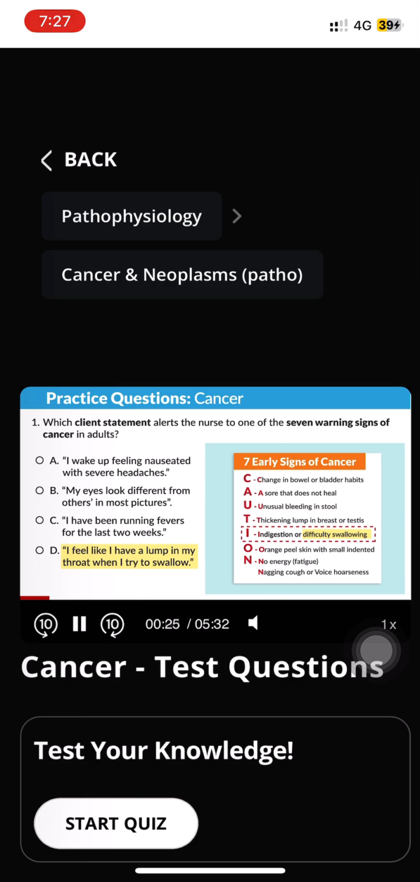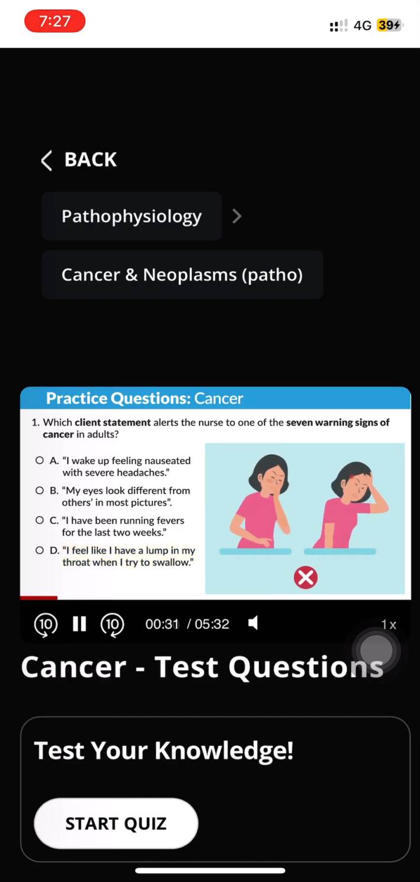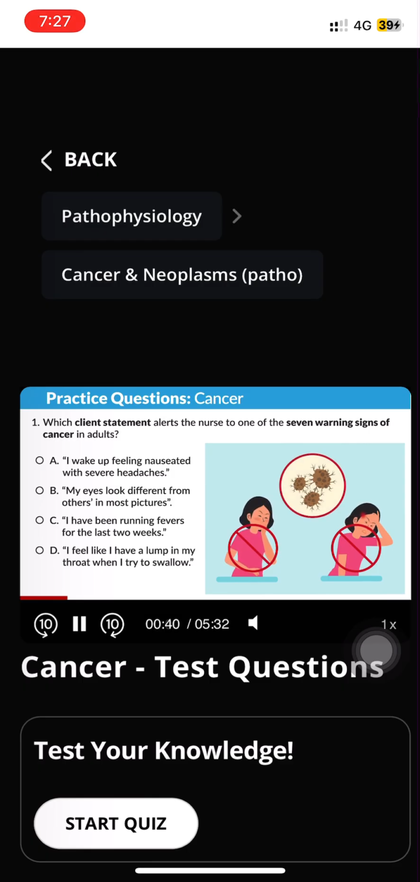I feel like I have a lump in my throat when I try to swallow. In other words, difficulty swallowing. Now option A is incorrect. I wake up feeling nauseated with severe headaches. No, this is wrong. A top warning sign of cancer does not include nausea or even severe headaches.